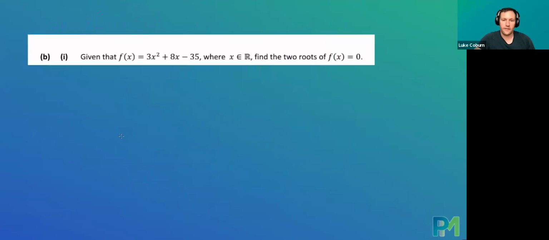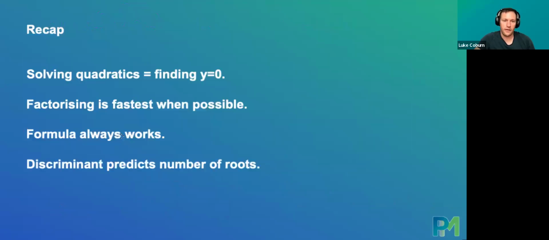Okay, I've got to go. The next class is on. So just as a quick summary, this is what we were doing: solving quadratics. We're finding when y is equal to 0. Factorizing as fast as possible when possible, but the formula always works. And then the discriminant will predict the number of roots, whether it's positive or negative.